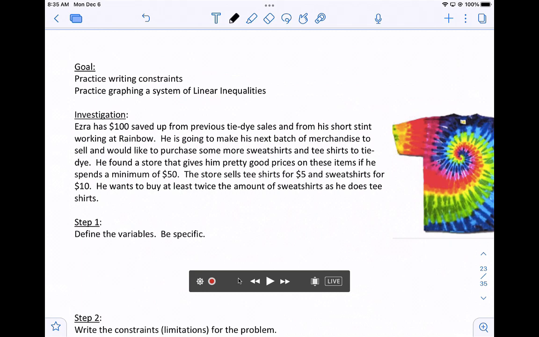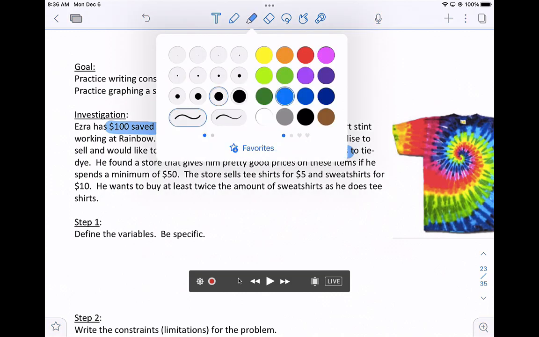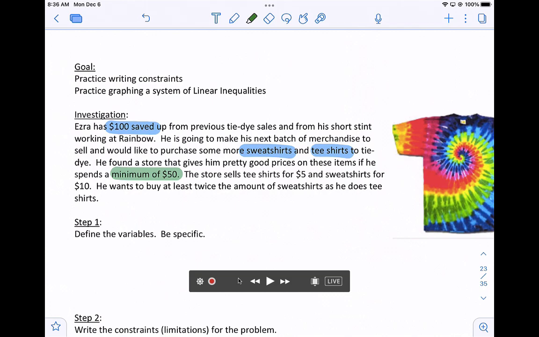So, investigation. Ezra has saved up $100 from his previous tie-dye sales, and from working at Rainbow. He is going to make his next batch of merchandise to sell. He would like to purchase some more sweatshirts and t-shirts to dye. He found a store that gives him a pretty good price if he spends a minimum of $50. The store sells t-shirts for $5 and sweatshirts for $10. He wants to buy at least twice the amount of sweatshirts as he does t-shirts.